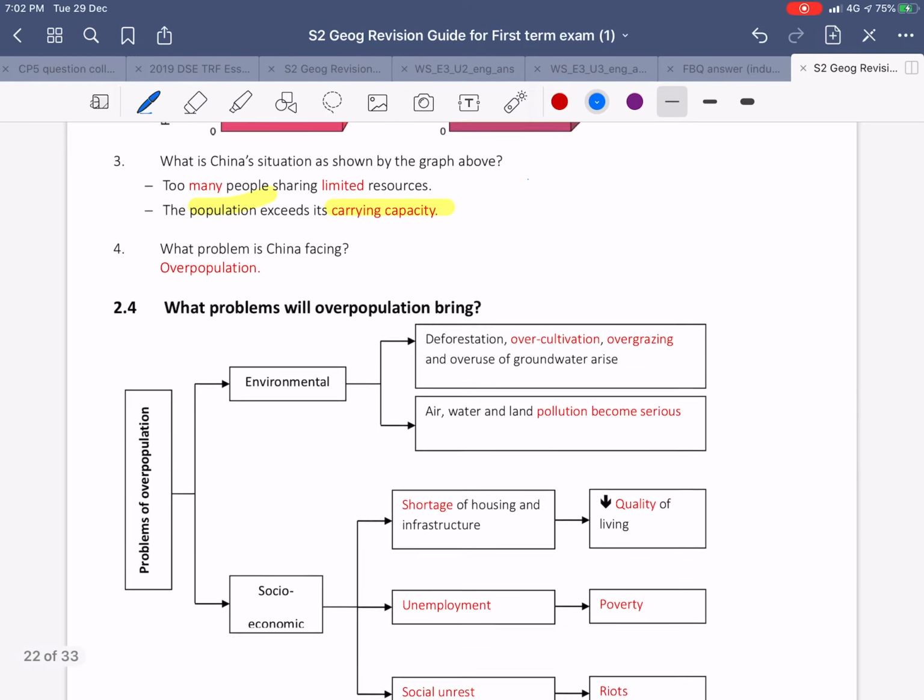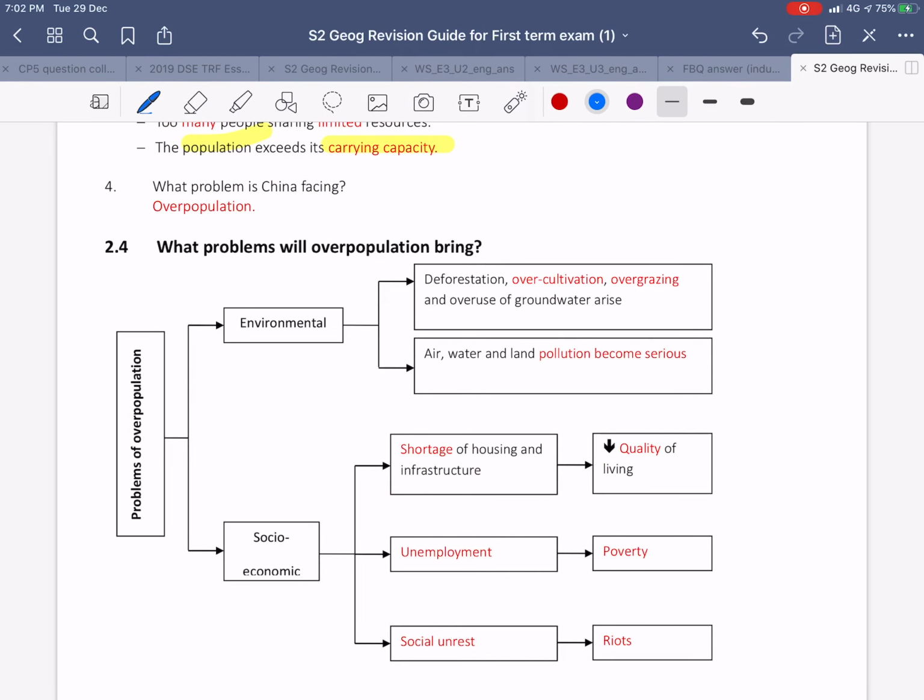Okay, what are the problems it may bring? Okay, deforestation, because we are going to demand more from the natural resources as well as the food. So we have to do a lot of deforestation. Pollution becomes more serious. Okay, how about socio-economic problems? Shortage of housing, just like nowadays in Hong Kong, we need to open up more land for housing development. Quality of living will be lowered. Okay, and then unemployment will cause poverty and social unrest, which may cause violence.